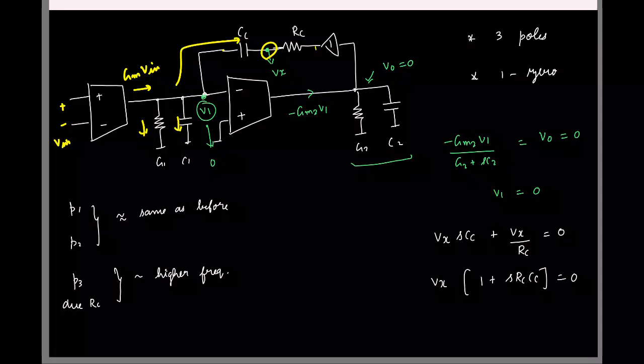Because Vx is some GM Vin by SCC. It's a minus sign probably. If I say Vx is 0, I am saying Vin is also 0. That's not possible because Vin is not 0. So the only possibility is the second term is 0. So what is the 0?